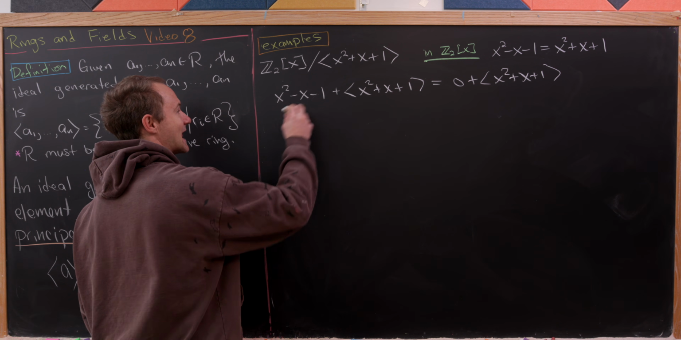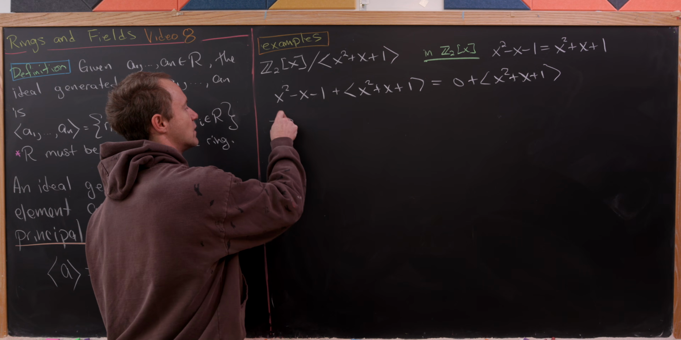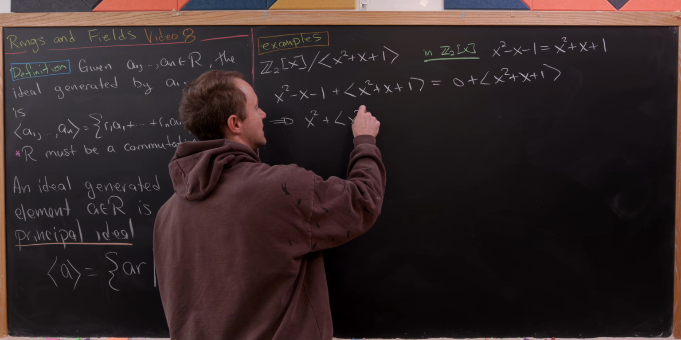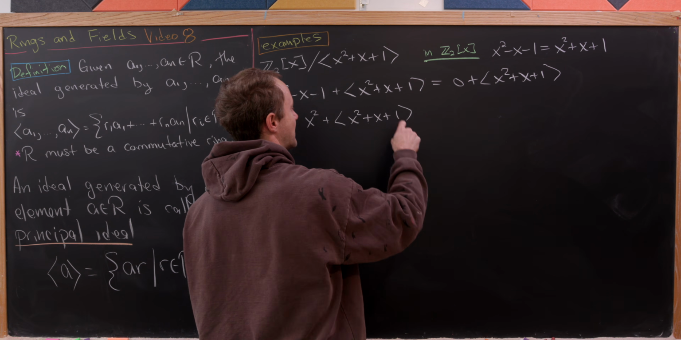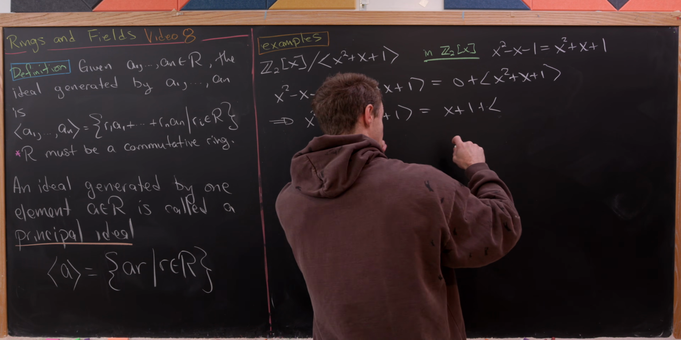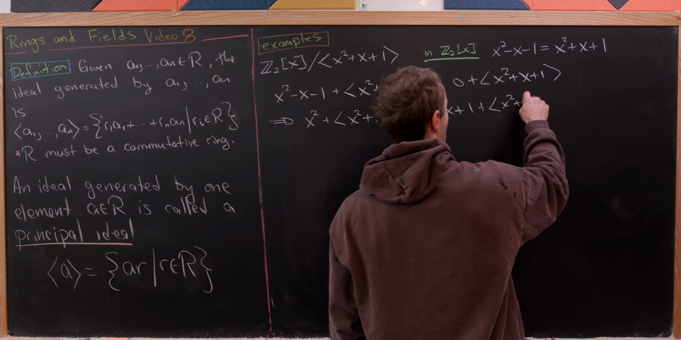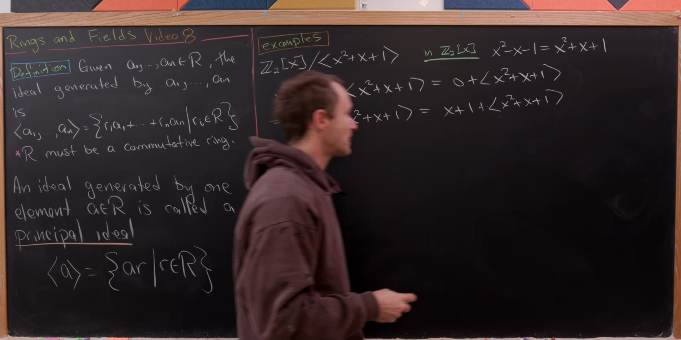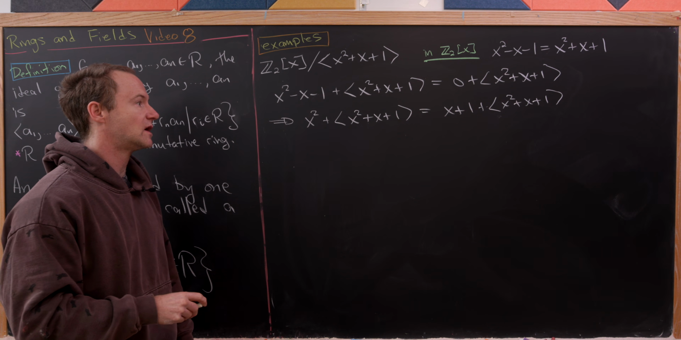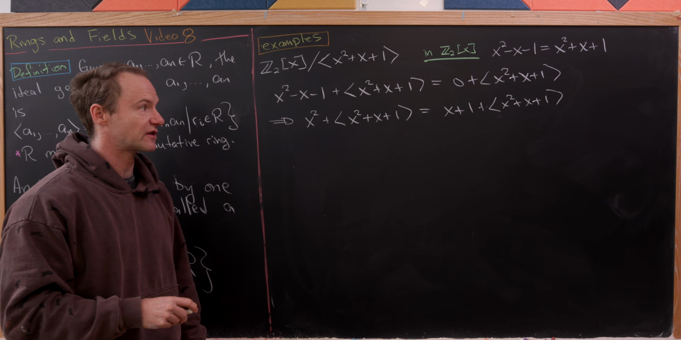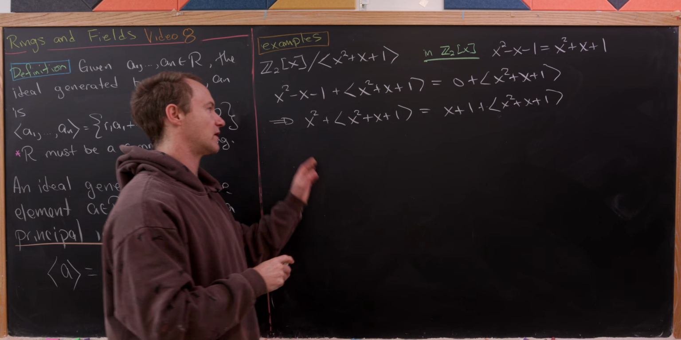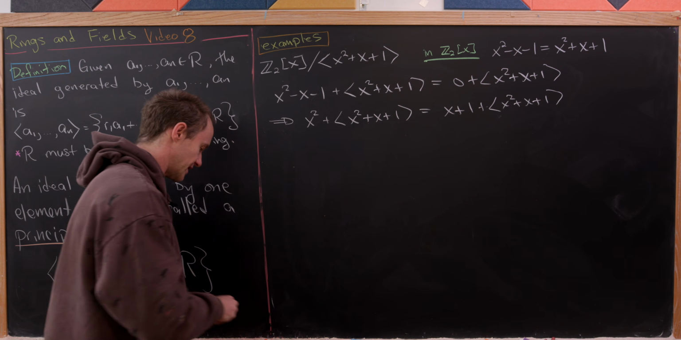But now I can add x and 1 to both sides of this equation, and I see that x squared plus the ideal generated by our polynomial is the same thing as x plus 1 plus the ideal generated by our polynomial. So what that means is that anytime we see a polynomial of degree larger than or equal to 2, we can simplify it to a linear polynomial with this relationship right here.